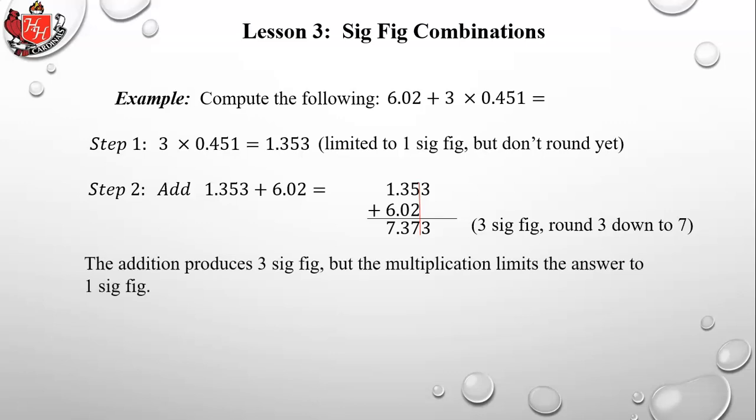So the addition produces 3 significant figures, but the multiplication limits the answer to 1 significant figure. Okay, so you have to go with the one that has the least number of significant figures, and so the answer for that is simply going to be 7. All right, it's just a little bit of practice and this will make sense to you.